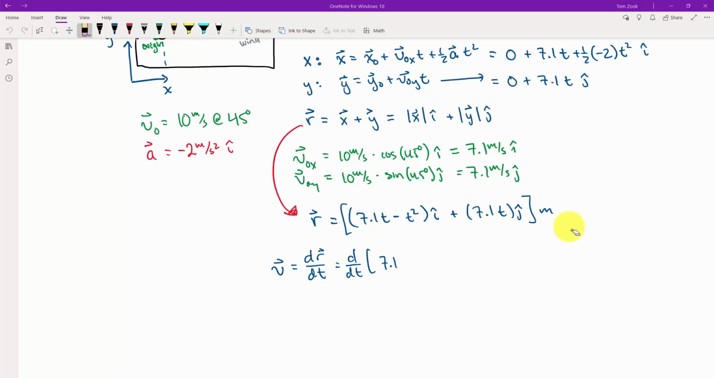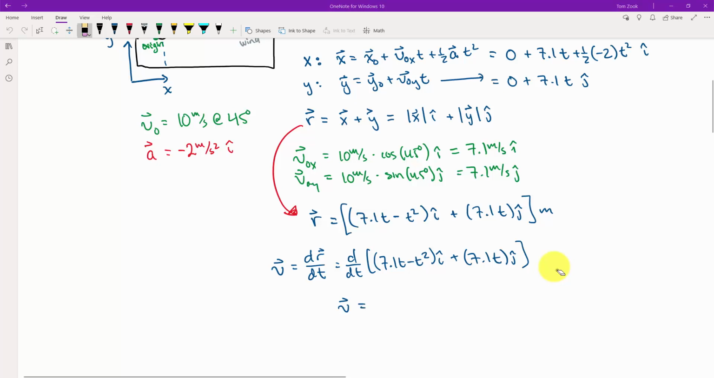We can have 7.1t minus t squared in the i direction, and 7.1t in the j direction, and apply the derivative to all of it at the same time. The i and the j unit vectors are really just multiplied onto this scalar quantity. They're multiplied on, they make it a vector. Because they're just multiplied on, the product rules for calculus apply, and taking the time derivative of this, that factor doesn't really matter. It's just a coefficient technically. So we'll take the time derivative of each part of this vector, and we'll get the velocity of our particle.